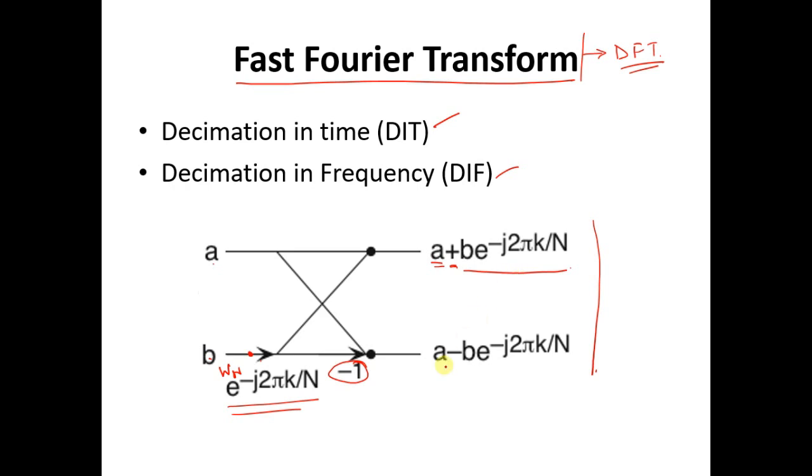Okay, in the second terminal we have A going here, and then here B, WN multiplied by minus 1. So it becomes minus BWN. Okay. So in the top part we have A plus BWN, and in the lower branch we will have A minus BWN. Okay. So this butterfly architecture, this computation, forms the basis of the fast Fourier transform.